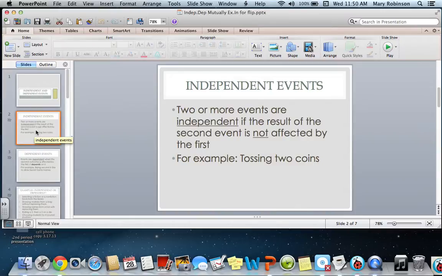Two or more events are independent if the result of the second event is not affected by the first. For example, tossing two coins. When you toss two coins, the result of the first flip, whether you get heads or tails, has nothing to do with the outcome of the second flip. Getting a tails the first time does nothing to predict whether the second flip will be a heads or tails.